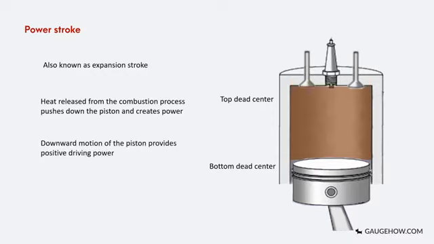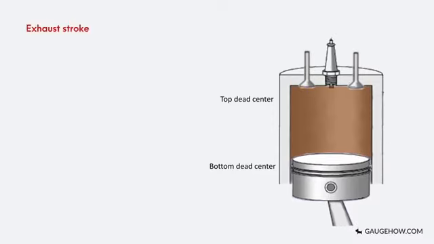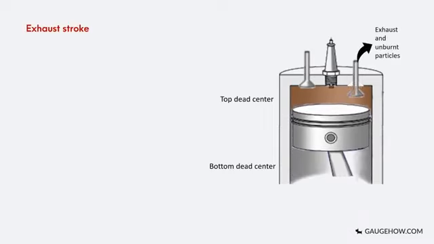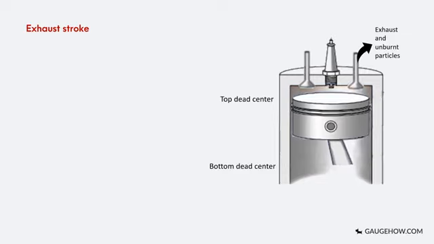The fourth and final stroke is exhaust stroke, in which the exhaust valve is opened when the piston moves upward from the bottom dead center. Piston pushes out burnt and residue gases to the atmosphere through the exhaust valve. This process is known as scavenging. The engine repeats this whole cycle again.